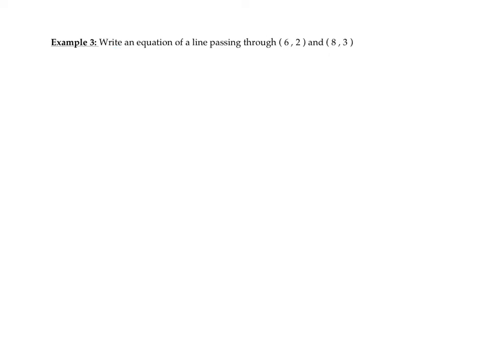Okay, taking a step up in our level of difficulty, in example 3 it says write an equation of a line passing through (6,2) and (8,3). Okay, when it says write an equation of the line, then you can use any of the forms, and we're going to stick with y equals mx plus b. So here are the steps we're going to take. Number 1, find the slope.